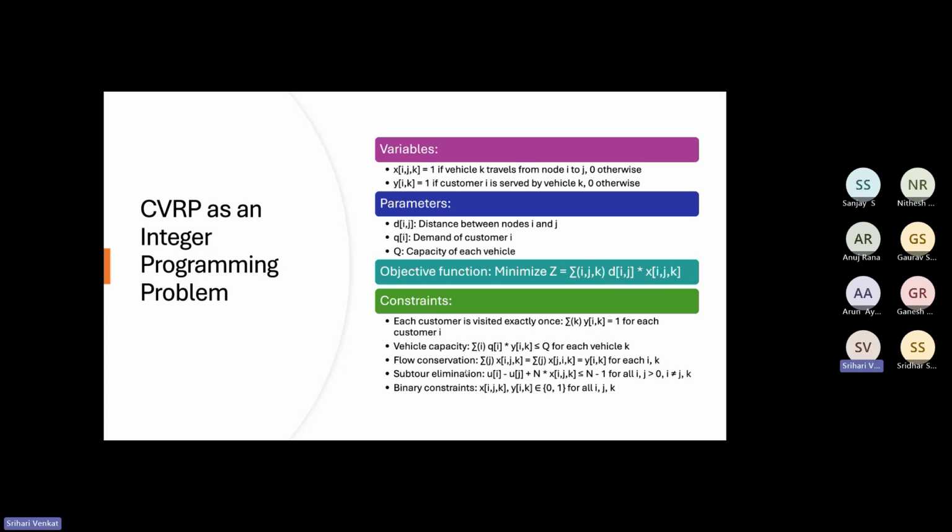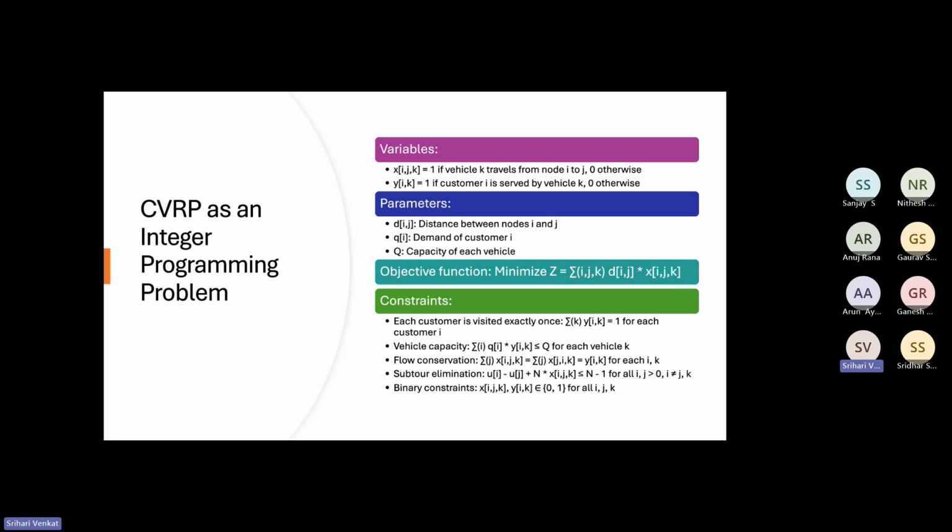Next is flow conservation: the sum of x_ijk over i equals the sum of x_jik over i, equals y_jk. What it means is that when a vehicle comes to a particular node, then it has to leave that node. Whatever vehicle is coming into a particular location should leave that location. That's flow conservation.